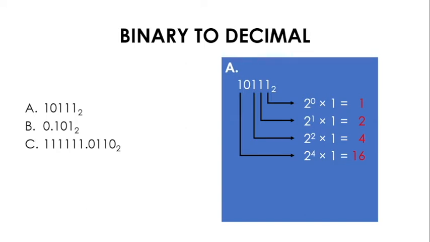After that, the last step will be adding the products of the binary numbers. So the answer will be 23.